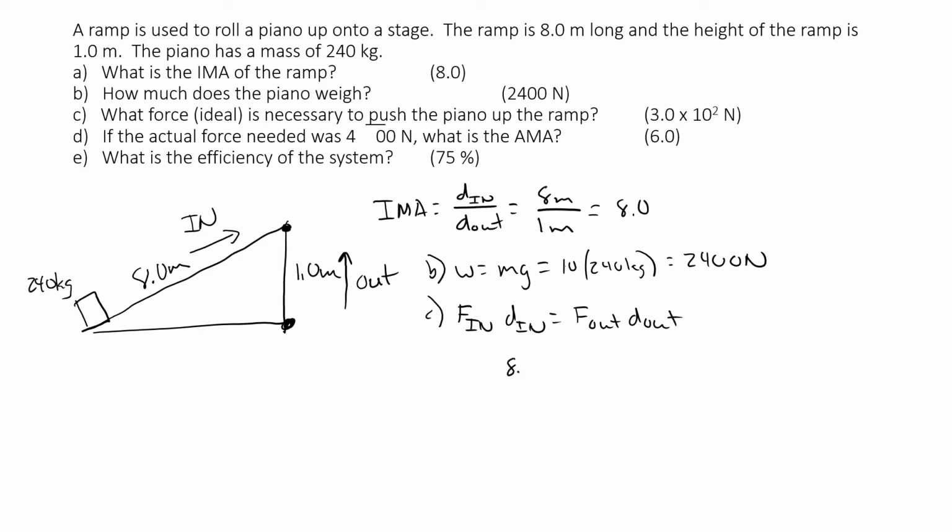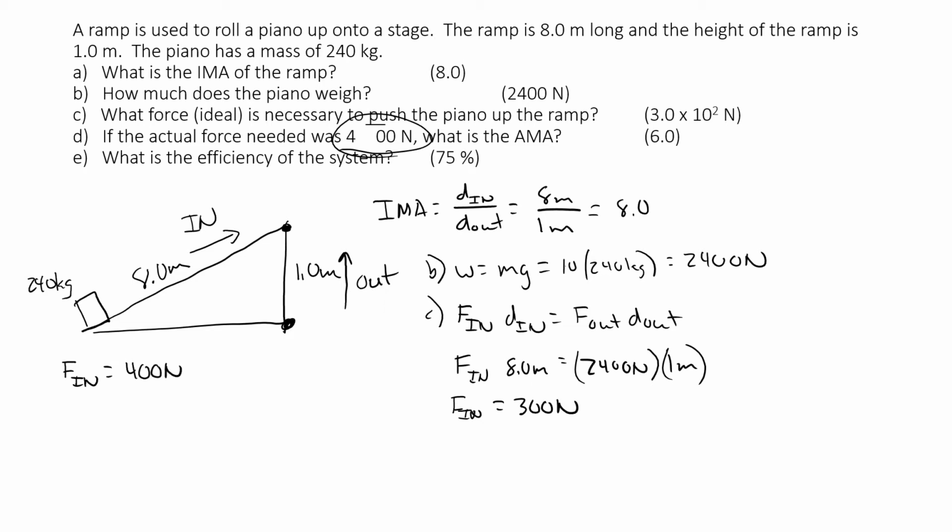the distance in is 8 meters. F in is unknown. F out is the weight of the object, because that's what we would have had to do without the ramp, is the 2400 newtons times the distance out, which is 1 meter. So if we have 2400 times 1 divided by 8, well, that tells me that the ideal input force is only 300 newtons. Again, because we're getting that benefit of 8 for the machine, ideally, 8 times the force we put in should be equal to the output force. But in reality, we tested it and we found out that the actual F in, the real F in, is 400 newtons.